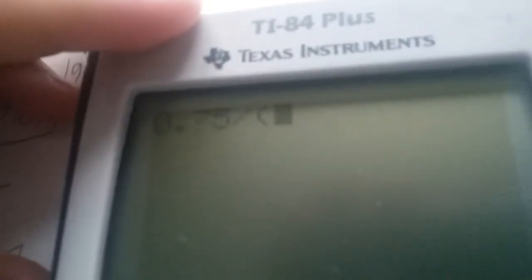And then y is equal to, do the math. Let's see. 0.75 divided by sine 34. That should give us 1.34. So now we know that this side is 1.34.